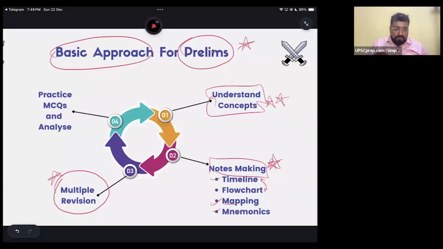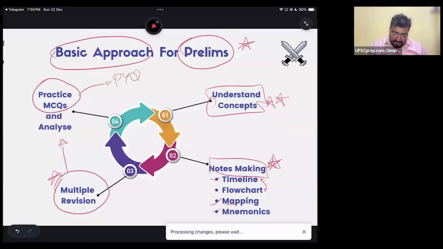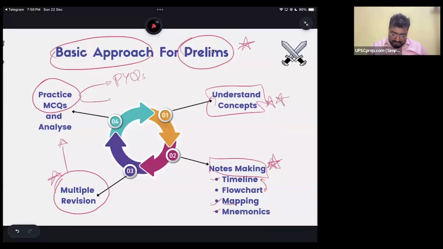That is a mandatory thing. 4 times is a must. If 5 times happens, well and good. 4 times you should revise. And not only revising, but revise and then solve the MCQs. Practice MCQs. Revise ancient, medieval, art and culture, practice the MCQs. Revise any other particular subject, practice MCQs. What all can you do in MCQs? PYQs, you can solve the previous year questions. You can solve the sectional tests which are available in the market.